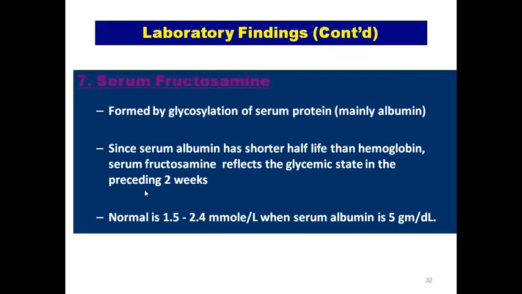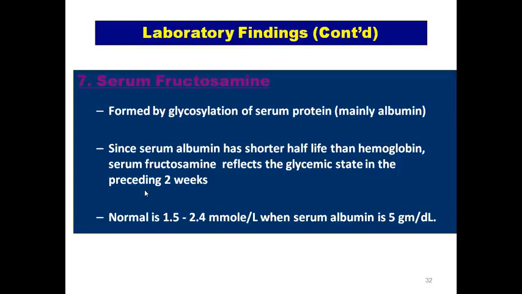Serum fructosamine is formed by glycosylation of serum protein, mainly albumin. And serum albumin has shorter half-life than hemoglobin, so it reflects 2 weeks. Normal is between 1.5 to 2.4 when serum albumin is 5 gram per dl. When is this done? It is done in patients whose hemoglobin level is not appropriate. So someone with anemia, iron deficiency anemia, will have low hemoglobin. So the HbA1c will not be accurate.